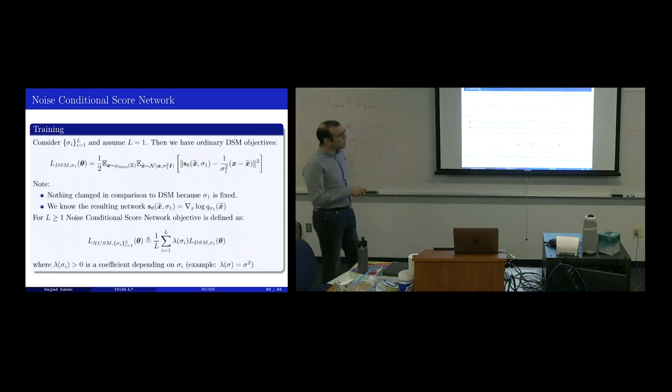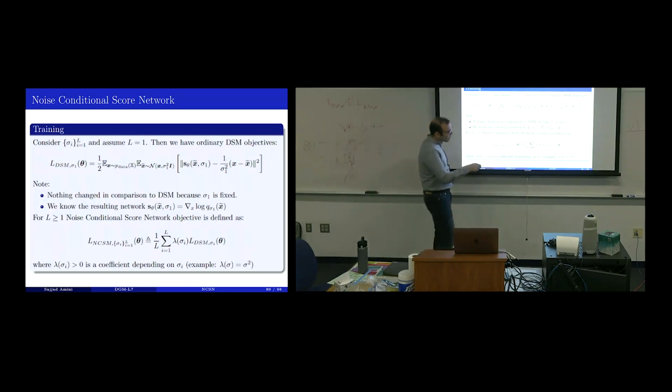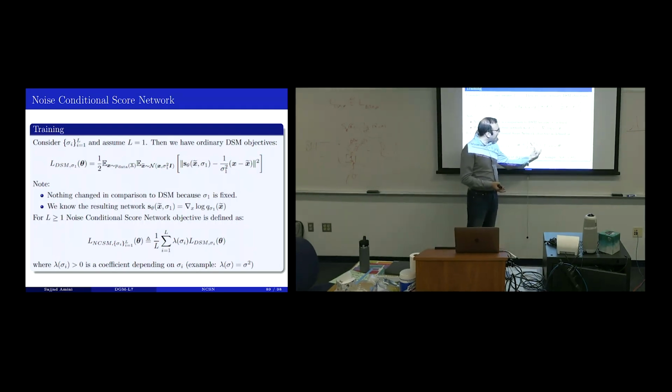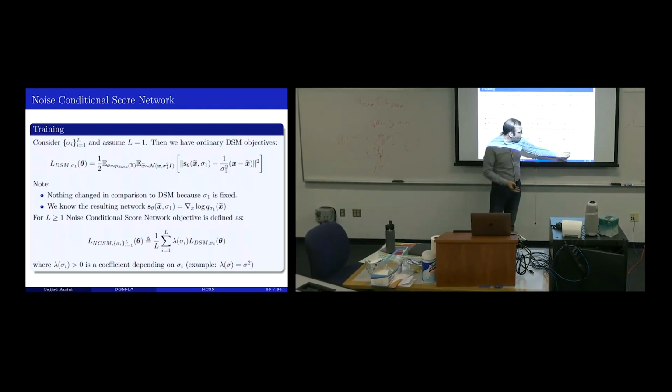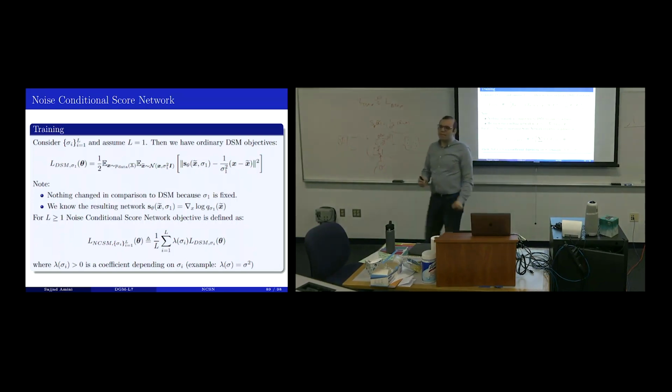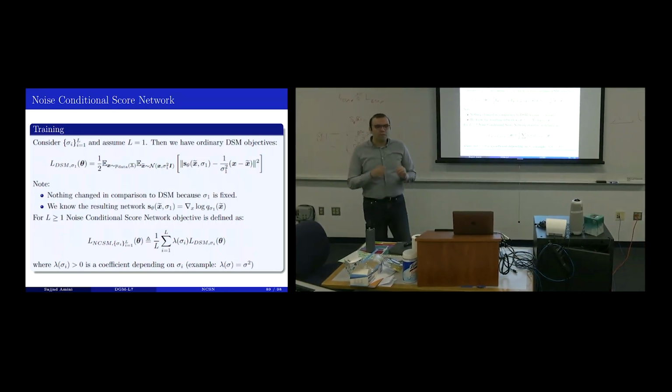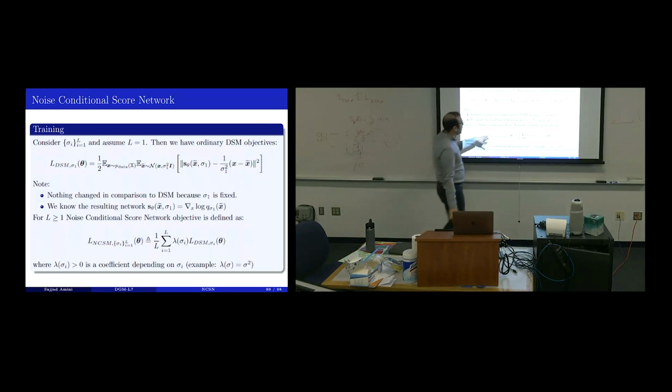In general, how do you train the complete conditional score network objective using this function? This is just an extension of the above. This is the L_DSM for sigma_i here, and you just weight it using something like lambda of sigma_i. This can be easily selected. What happened? Instead of optimizing for one value of sigma, you are optimizing for several values of sigma. And during the training, you have several of these terms.